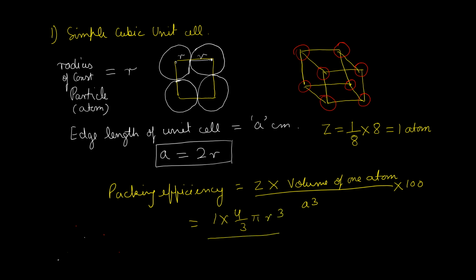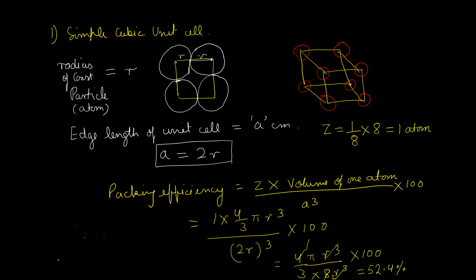A is equal to 2r in case of simple cubic unit cell. So in place of A, we can easily write (2r)³ into 100. So when you solve it, it comes out to be 4/3 πr³ upon 8r³ into 100. So this will cancel. When you solve it, it comes out to be 52.4%, right?